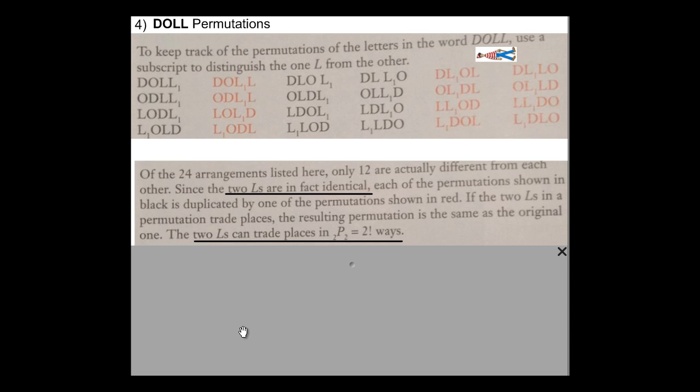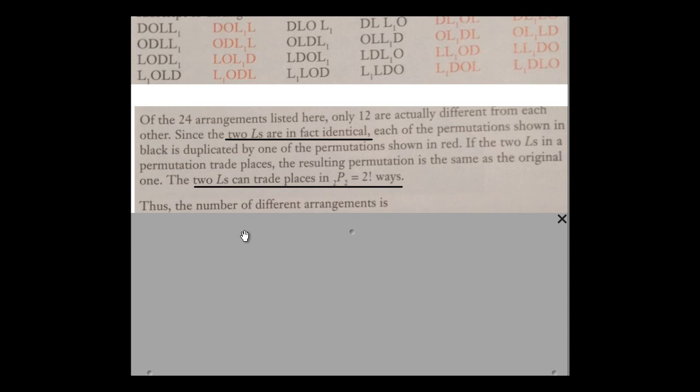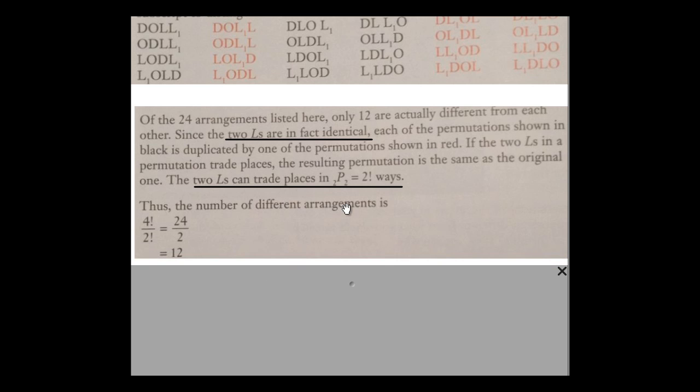As you can see, what that means is these two L's can trade places. You could have L1 beside L, or you could have L beside L1. So there's 2 factorial ways to do that. For this, the number of different arrangements is still our 4 factorial, but we have to divide it by 2 factorial because of the 2 repeating L's. So you get 24 over 2, that's 12 ways.